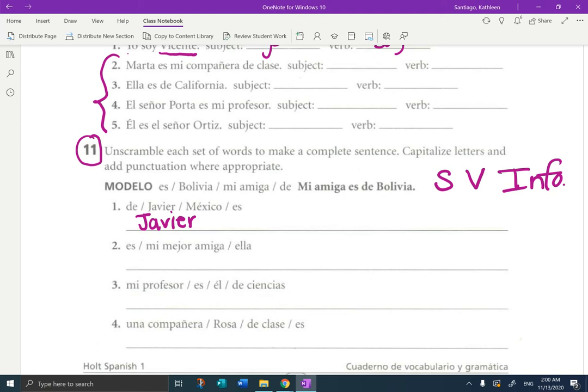Okay, what is the verb to match Javier? Because that has to go next. Soy, eres, es, somos, son. So he's one person. So it's the S word. Get rid of that. Get rid of that. And then you should know by now, right? De Mexico. Javier is from Mexico. And it models this up here, de Bolivia. My friend is from Bolivia. Okay, so you've got dos, tres, and cuatro to finish.